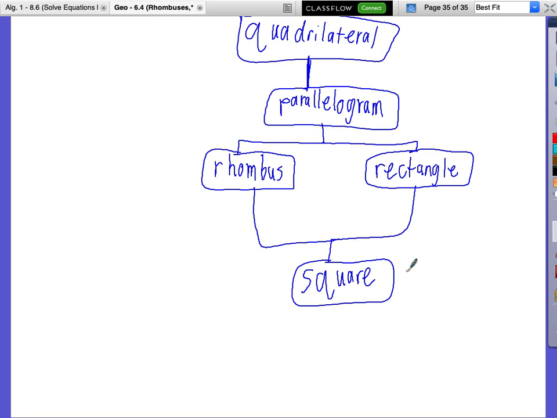So any parallelogram, every single parallelogram is a quadrilateral. Is every quadrilateral a parallelogram? No. Every square is a parallelogram. Is every parallelogram a square? No. Every square is a rectangle. Is every rectangle a square? No. Is every rhombus a square? No. Is every square a rhombus? Yes. And whenever you have a square, it's both a rhombus and a rectangle at all times.